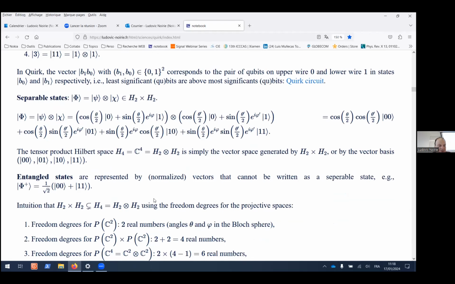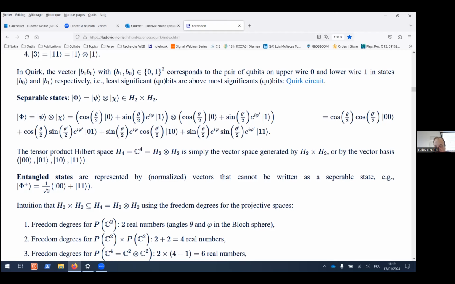And the entangled states are all the states that cannot be represented by a separable state. One example is this one: 1 divided by square root of 2, times |00> plus |11>. And why can it not be represented by this kind of state? Because if you look at the coordinates for 0 0 and 1 1, they are non-null, meaning that the product of the cosinus here is non-zero, and here the product of the sinus is not equal to 0.